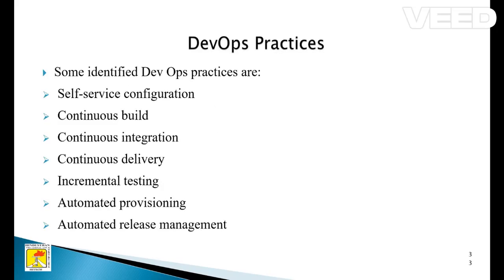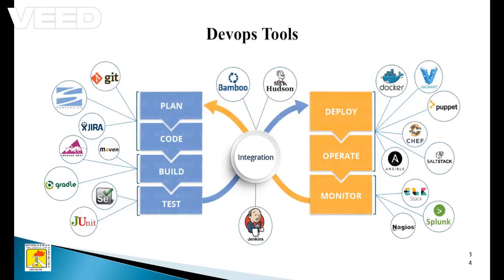Next are the DevOps practices. Some identified DevOps practices are done. First is self-service configuration. Second, continuous build. Third, continuous integration. Fourth, continuous delivery. Fifth, incremental testing. Sixth, automated provisioning. Seventh, automated release management. These are the DevOps practices.